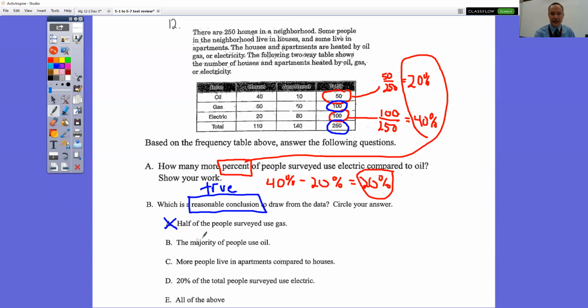We look at choice B. The majority of people used oil. Well, 50 people used oil out of 250. Is 50 out of 250 the majority? Not even close. In choice C, more people live in apartments compared to houses. Well, apartments, there are 140. Houses, there are 110. More people live in apartments compared to houses. Ding, ding, ding. That's your correct answer.